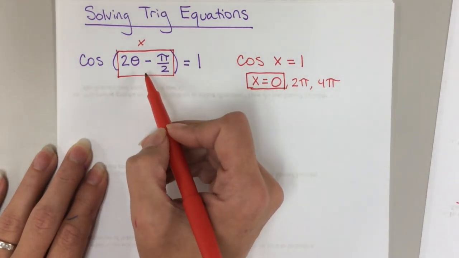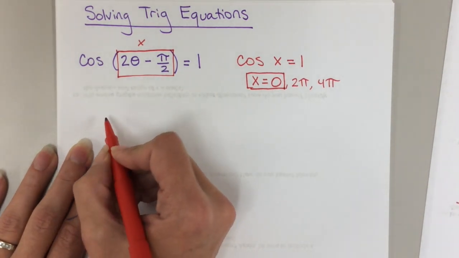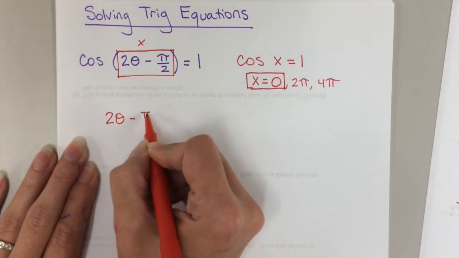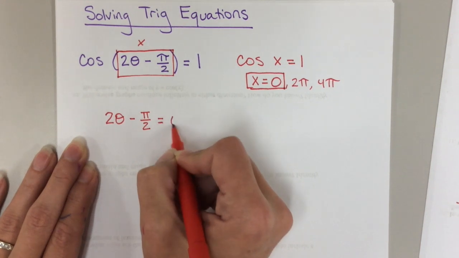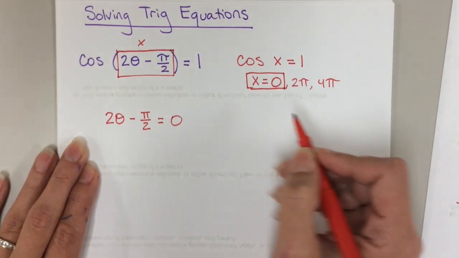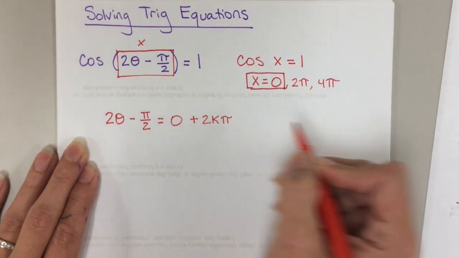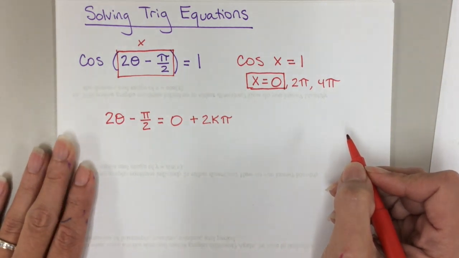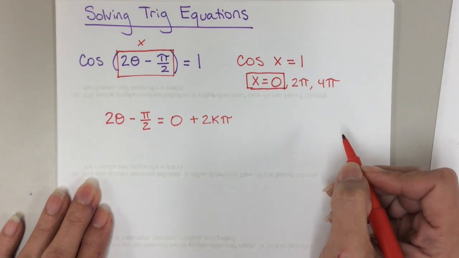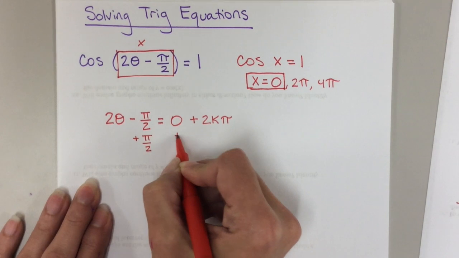Well, look, x equals this, and x also equals 0. So let's set them equal to each other. So we're going to say 2 theta minus pi over 2 equals 0. But to make it a general formula, we want to add multiples of 2 pi, plus 2k pi. So we are creating our general formula. Now we're going to use algebra to isolate theta. So we're going to add pi over 2 to both sides, plus pi over 2.